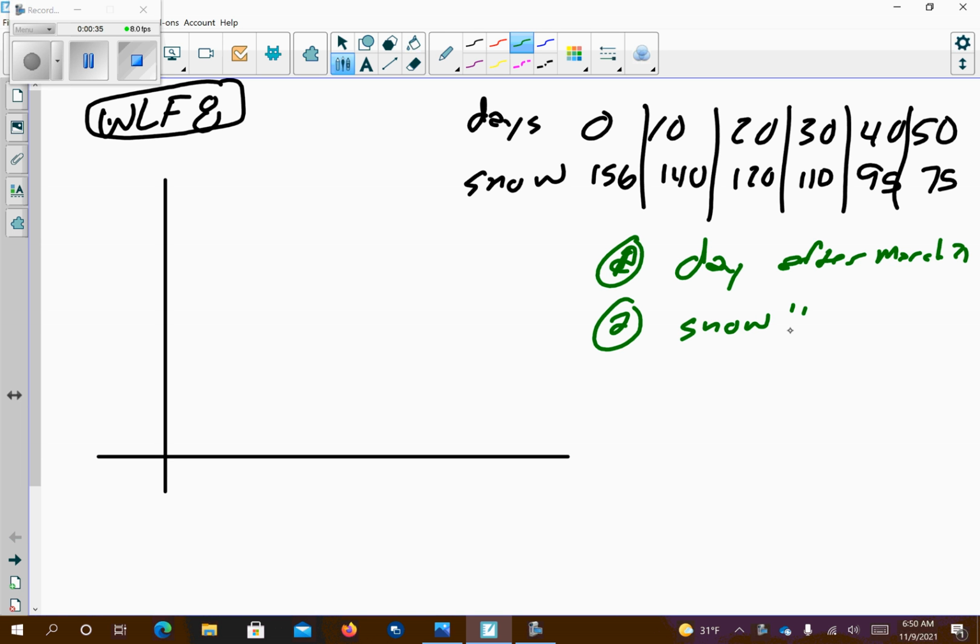Plot the graph below, so I want to space it out, so I'm going to 0. Realize that 0 is actually March 21st, 10, 20, 30. And let's see, 156 is the top, maybe we'll count by 20s.